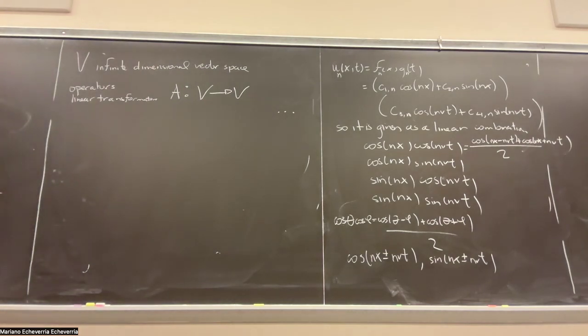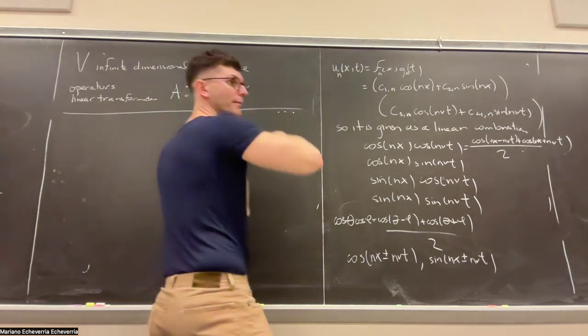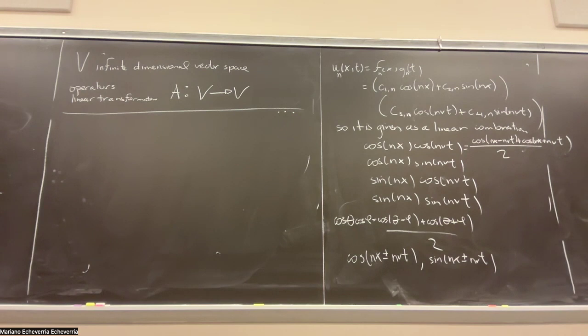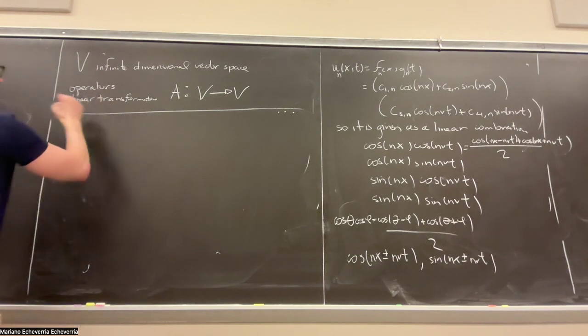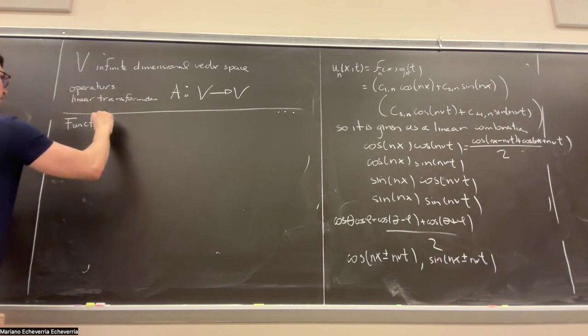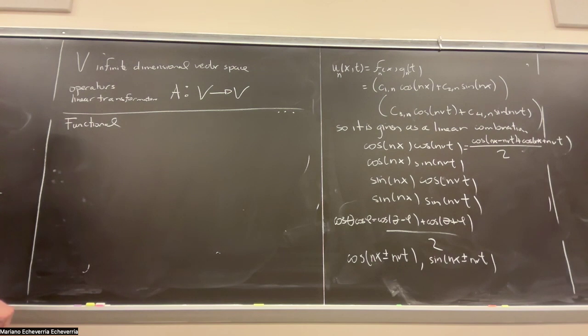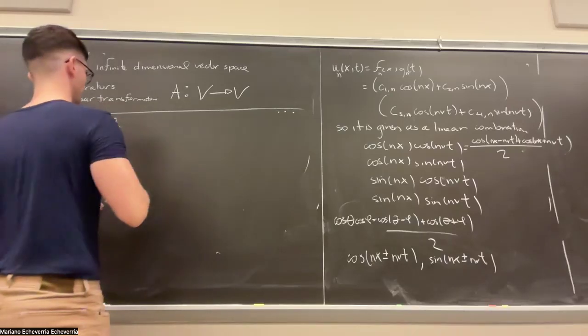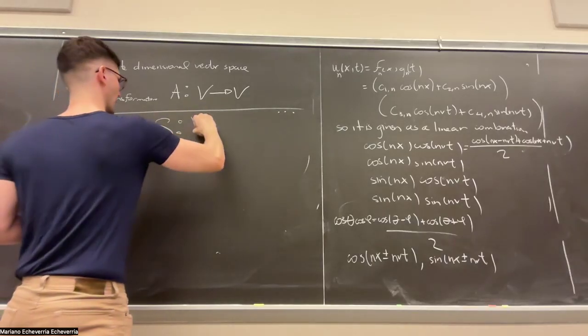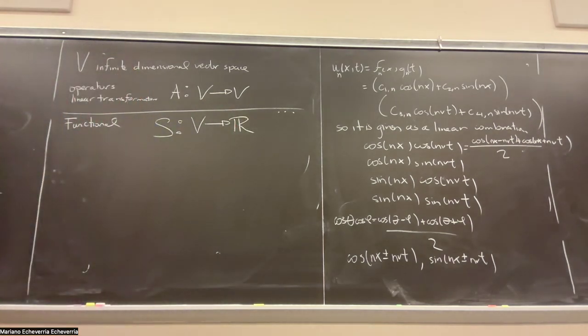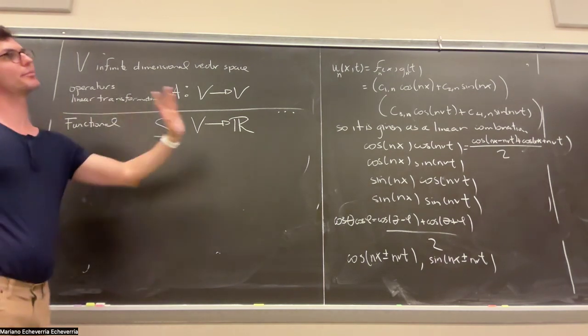The other thing that's useful to consider in general is not transformations from the vector space to itself, but maps from the vector space into the real numbers. That's usually called a functional. So I'll call it S, just to not be super biased. So it's something that takes vectors and gives you real numbers.